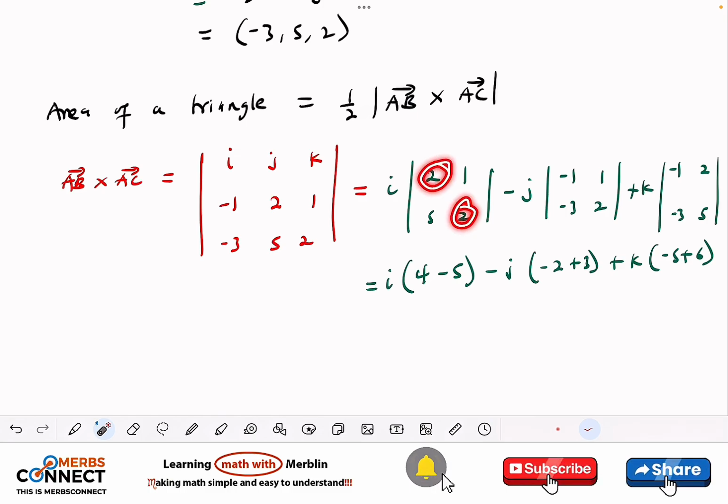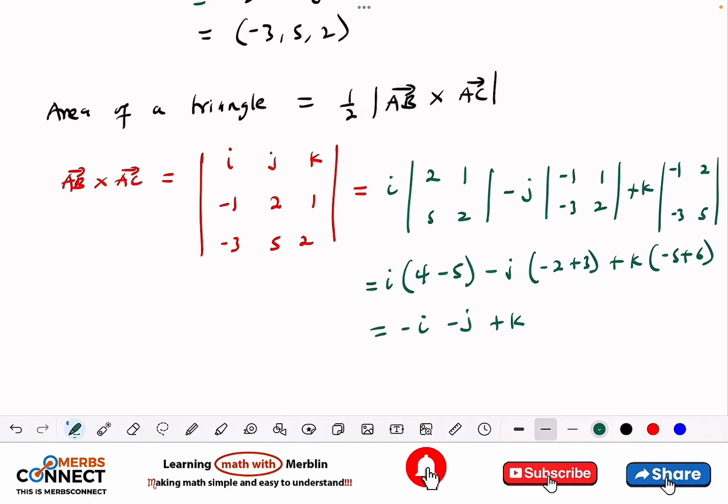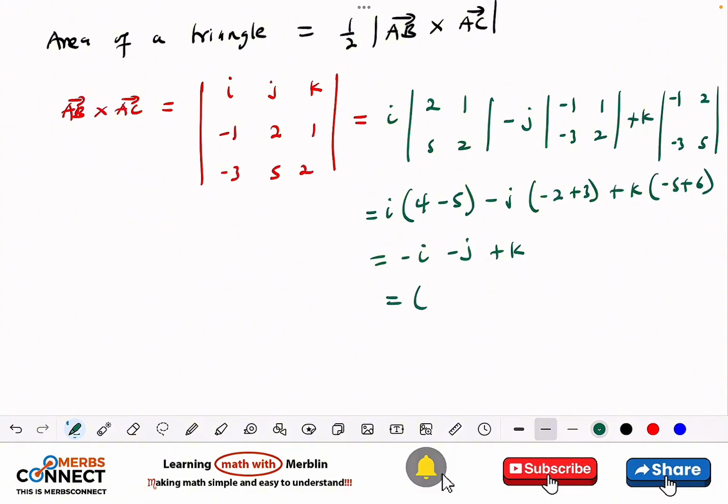So I will explain. I multiply this by this, 4, minus this times this, with 5. This times this is -2 minus this times this, which is minus, will become positive. Then this times this will be -5 minus, but we have -6, will become positive here. So we are going to have -I minus J plus K. Interesting. So this is what we are going to get, and we can also write this in coordinate form -1, -1, and 1.